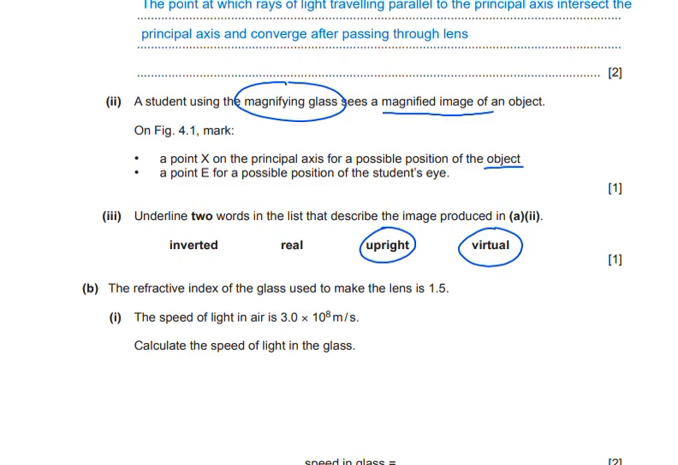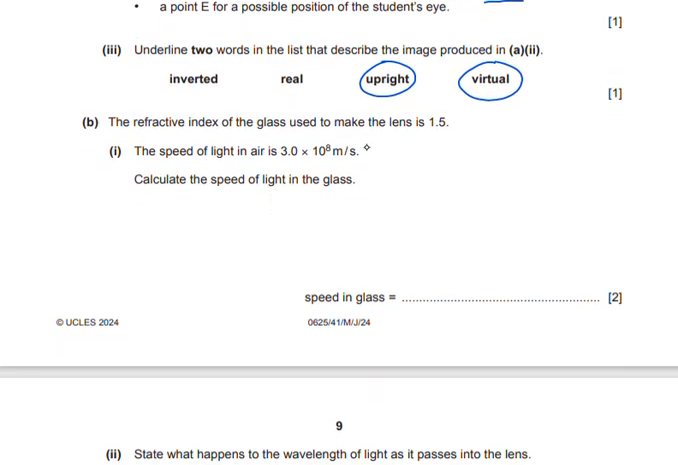So the refractive index of the glass used to make the lens is 1.5. The speed of light in air is 3.0 times 10 to the power 8 meters per second.